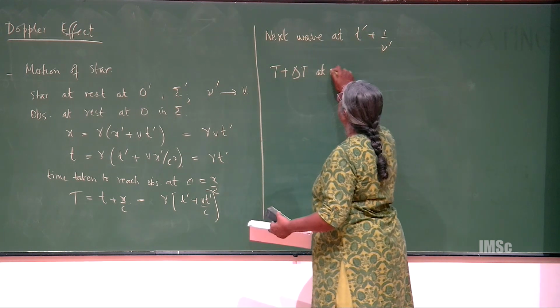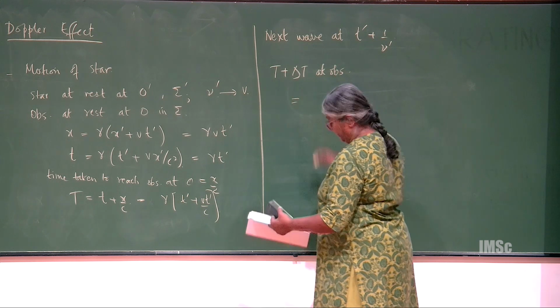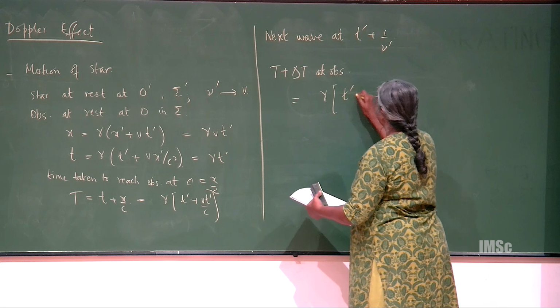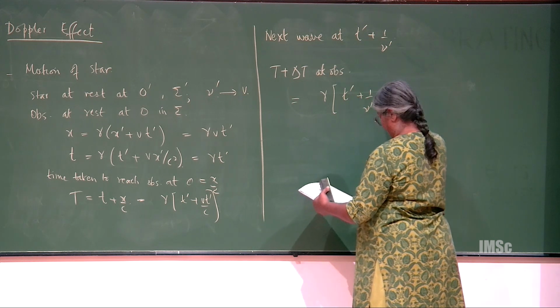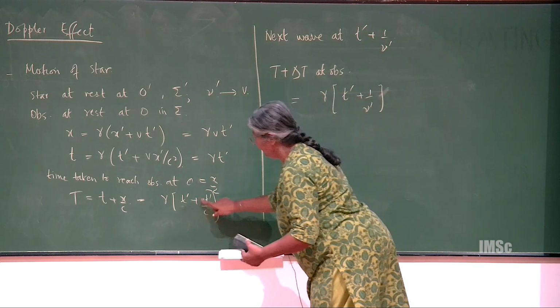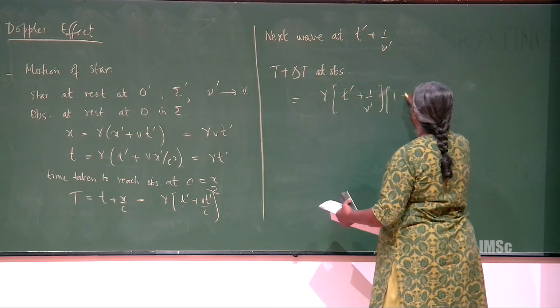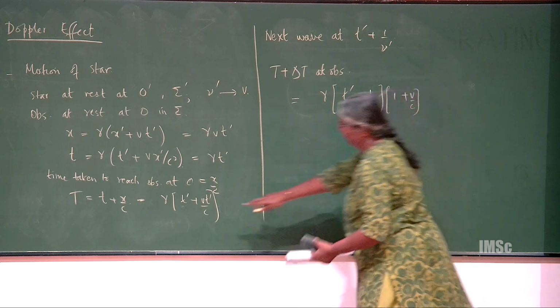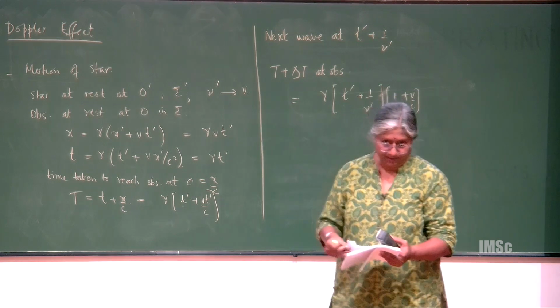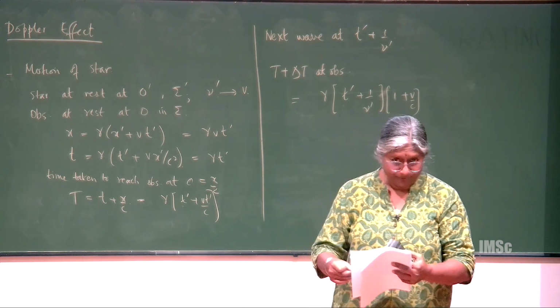at the observer, which will be, it's trivial, gamma times t prime plus 1 by nu prime into 1 plus v by c, right. For t prime, I have substituted t prime plus 1 by nu prime. So what is the difference in the time?